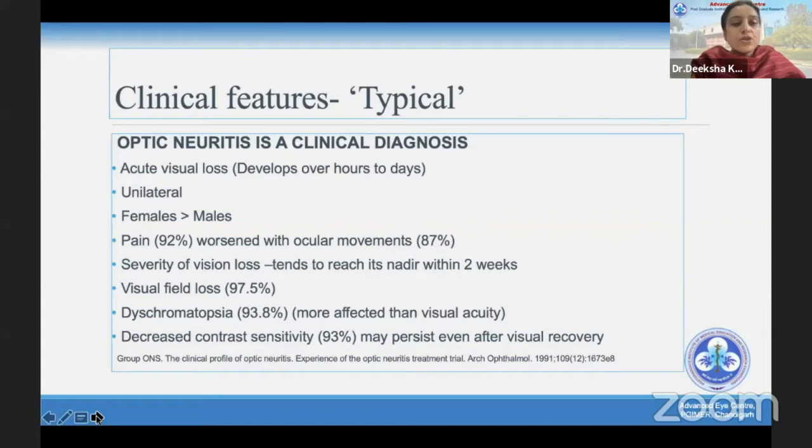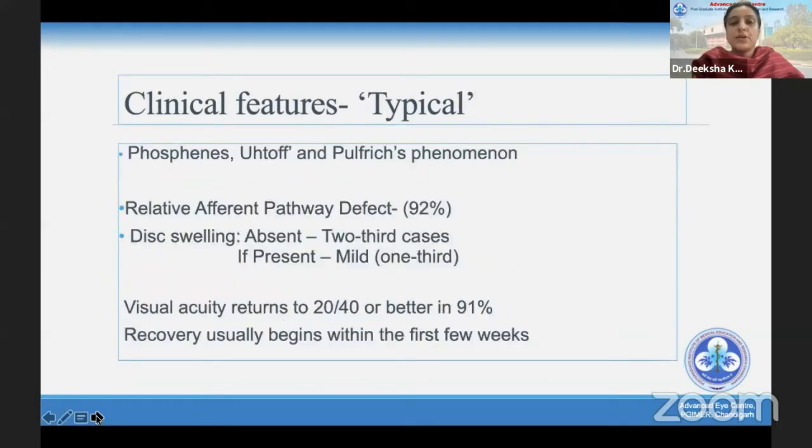The severity of vision loss tends to reach its nadir within the first 2 weeks, and there is associated field loss in the majority. Altered color perception is also seen in a significant proportion of patients, and sometimes that may be more affected than the visual acuity. Decreased contrast sensitivity is also seen in the majority, and that may even persist after visual recovery.